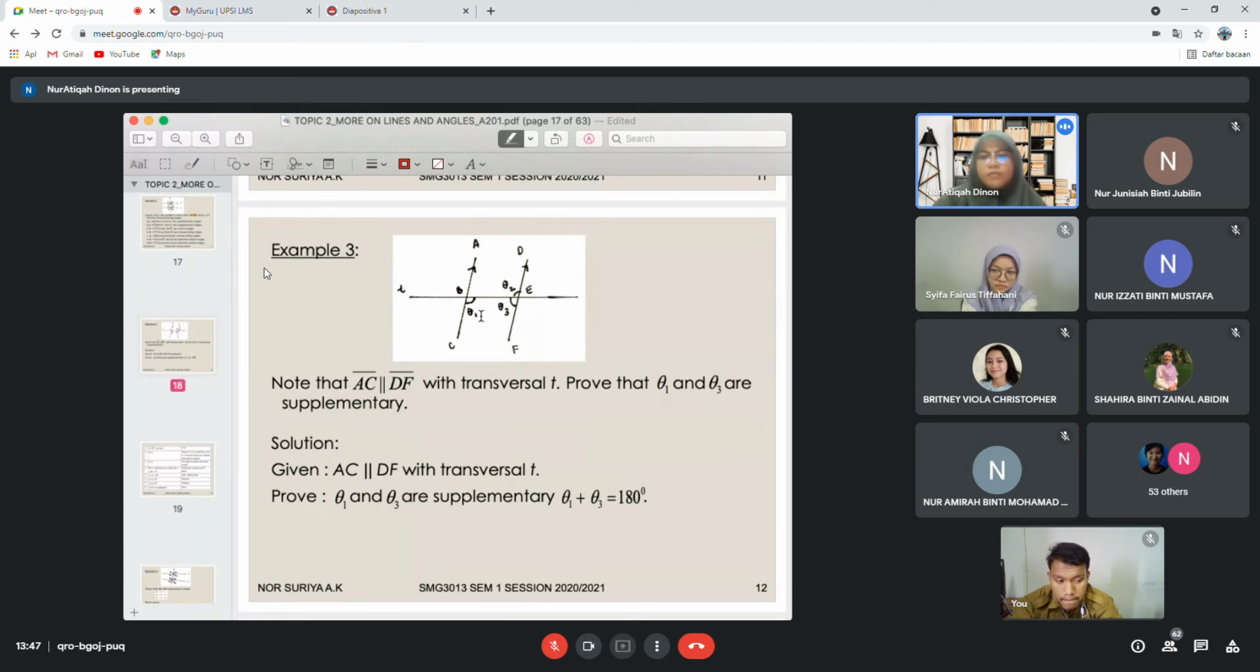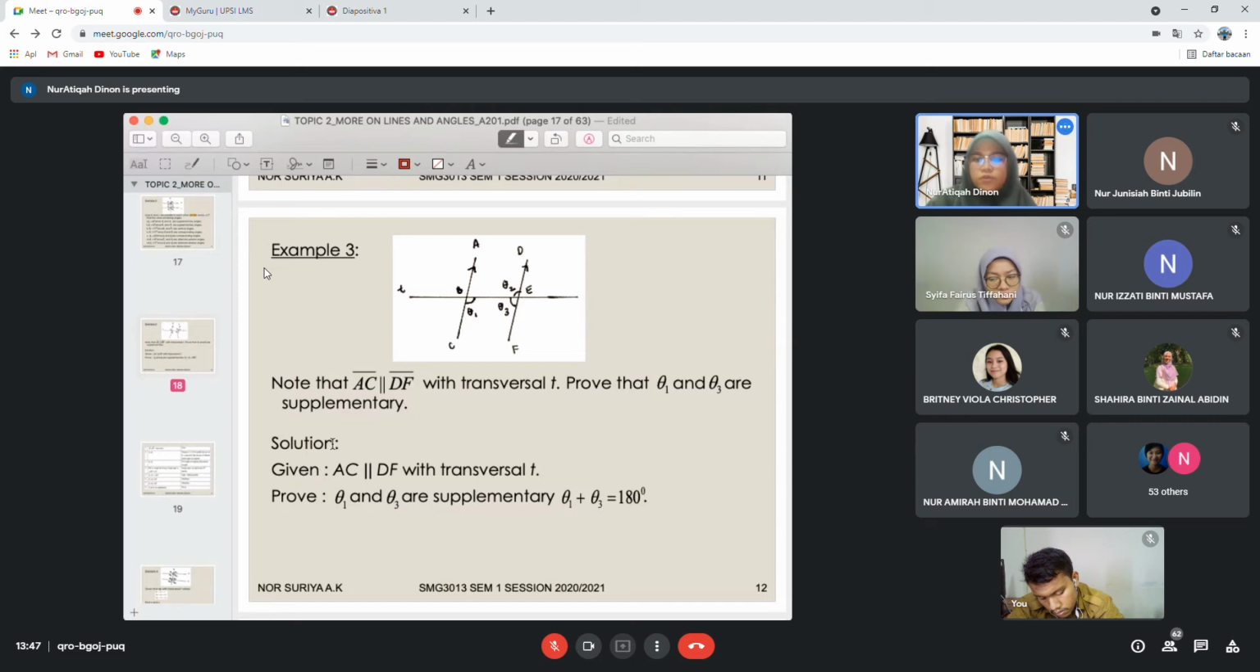Let's look at example 3. AC and DF are two parallel lines with transversal T. Prove that theta 1 here and theta 3 are supplementary. So kita nak prove this one lah. We know that theta 1 and theta 3 is interior. By looking at the diagram, we know it's interior. Dia same side kan.